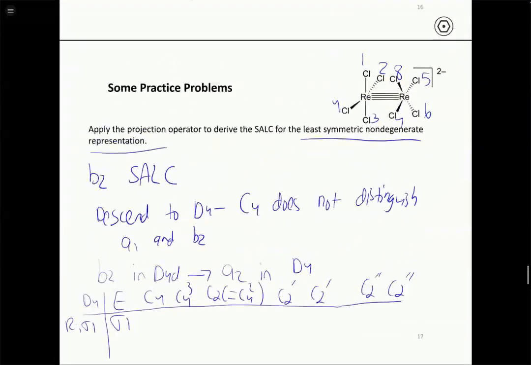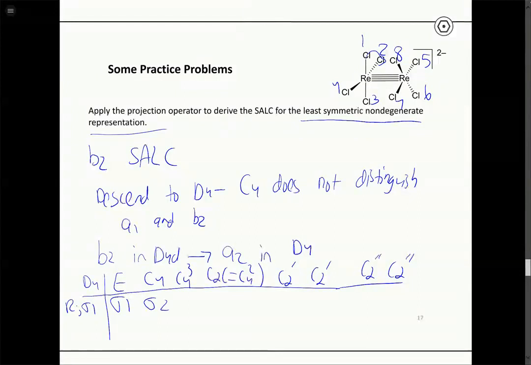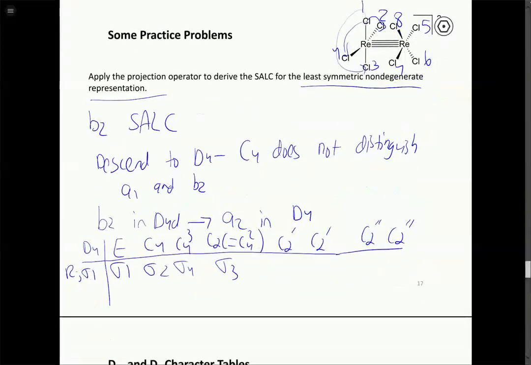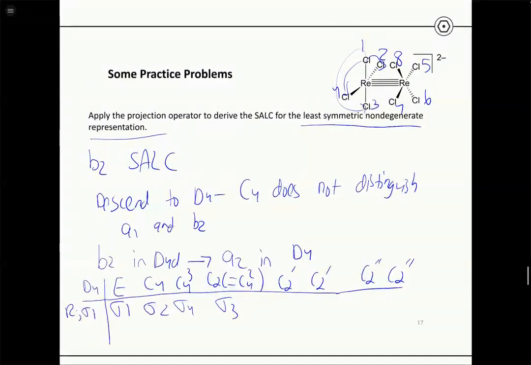Alright, so if we do the C4 operation on sigma 1, if we do a clockwise rotation, we rotate in this direction, so that's going to take sigma 1 onto sigma 2. It's going to take sigma 1 onto sigma 4 if we do the counterclockwise. And then the other rotation about the principal axis is going to take sigma 1 onto sigma 3. So the first set of operations on the principal axis interchange sigma 1, sigma 2, sigma 3, and sigma 4.